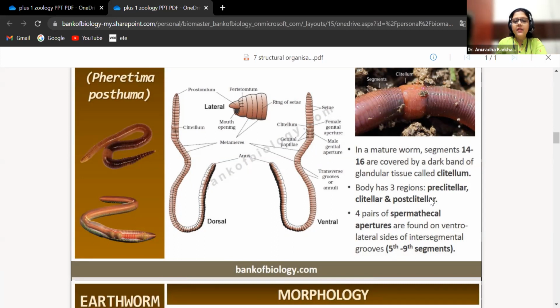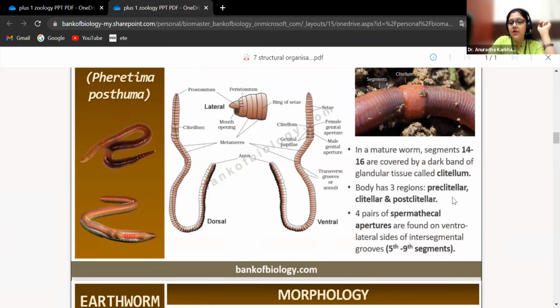4 pairs of spermathecal apertures are found on ventrolateral sides of intersegmental grooves, that is from the 5th to the 9th segment. Now, what exactly do you mean by this particular sentence? इससे क्या समझ में आता है? Spermathecal apertures. नाम से पता चल रहा है spermathecal. Ventrolateral, ventral और lateral side का जो junction है, वहां पर ये 4 spermathecal apertures openings होते हैं. ठीक है?